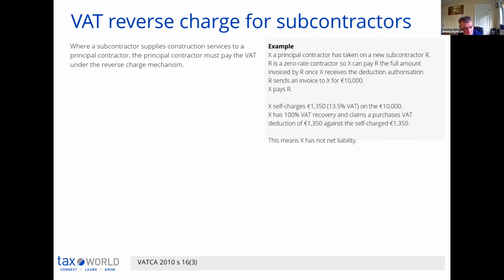We'll see with fixtures and fittings later on, but technically it could come within the 2/3 rule, whereas in a reverse charge under the RCT rules, the 2/3 rule is disregarded entirely. So it's always liable. If you're paying a subcontractor, the principal is liable to VAT at the 13.5%.